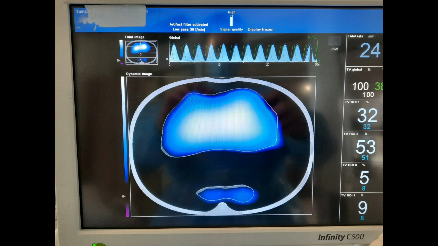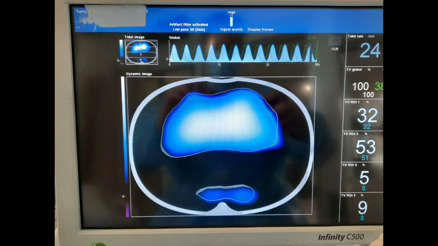The normal distribution for the ventral area is 8 to 15%, and the mid-ventral and mid-dorsal are usually 35 to 40, as well as 8 to 15% for the dorsal region. So we see the mid-dorsal region that is only 5% is pushing up the distribution of ventilation more to the ventral area and mid-ventral area.